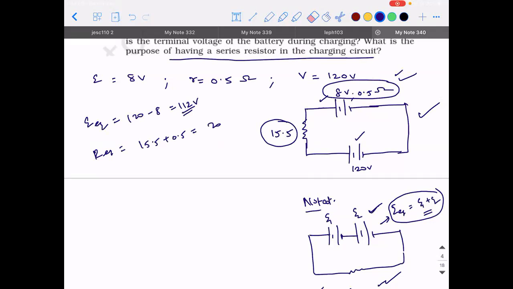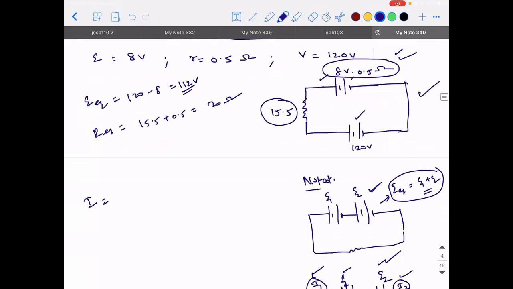That will be 16 ohm. So I is equal to E equivalent divided by R equivalent. So 112 divided by 16 is going to give you 7 ampere of current. So the current that is flowing through this circuit is 7 ampere.